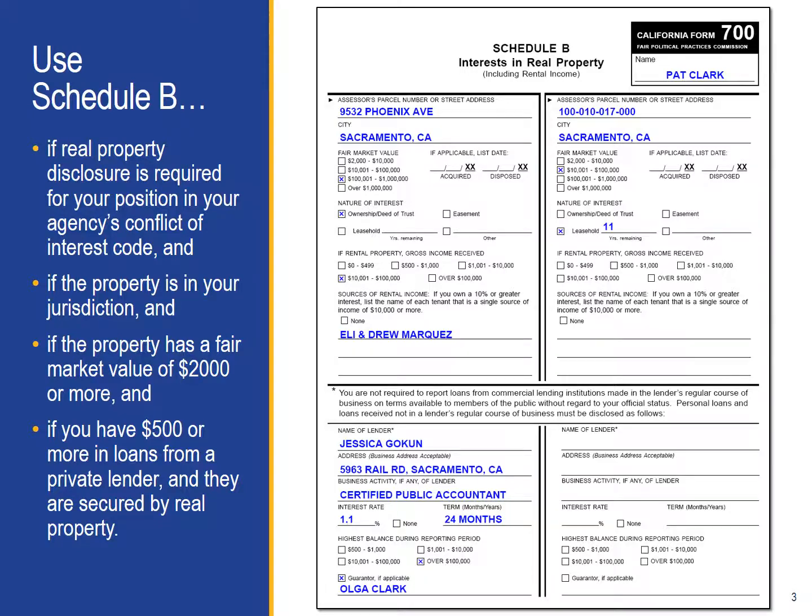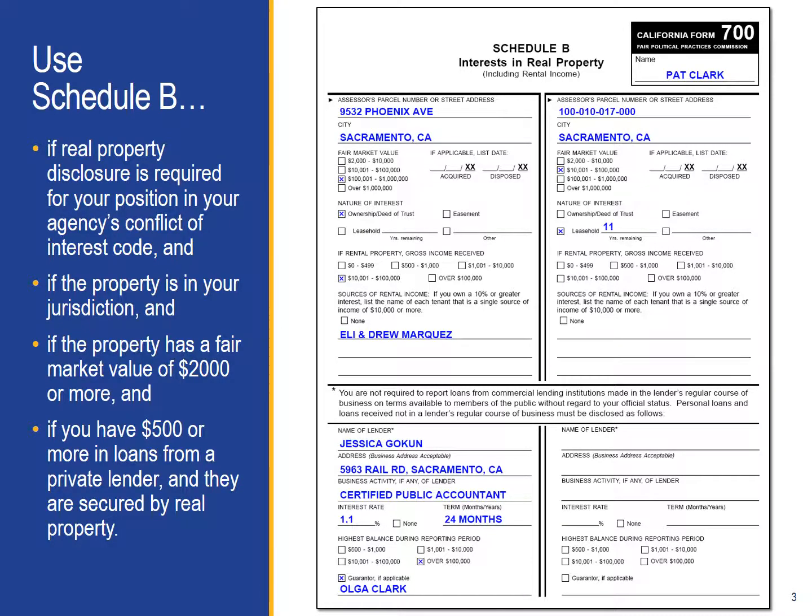Finally, if you are filing an annual statement, you must report property that you've held, bought, or sold in the past calendar year. If you are filing an assuming office statement or a candidate statement, you should report the properties you hold on the day you assume office. If you are filing a leaving office statement, you must report the properties that you've held since you filed your last annual statement.